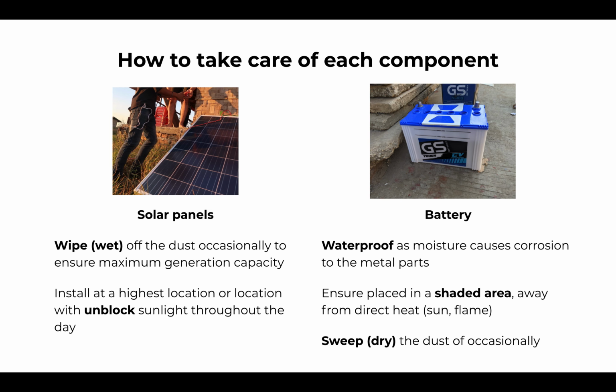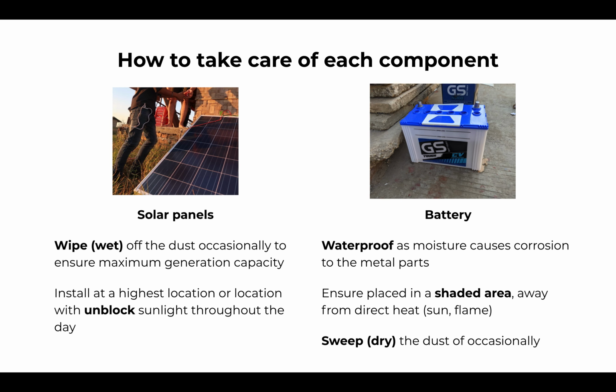Now we're going to move on to how to take care of each component. We talk about solar panels. The first thing to do is to use a wet wipe or wet cloth to wipe off the dust of the solar panels occasionally. Given the context of Myanmar, where the environment can be a bit dusty, the dust can accumulate on the surface of the solar panel, and this will actually affect its ability to generate electricity efficiently. Second is that the solar panel should be installed at the highest location or the location where it's unblocked from the sun throughout the day.